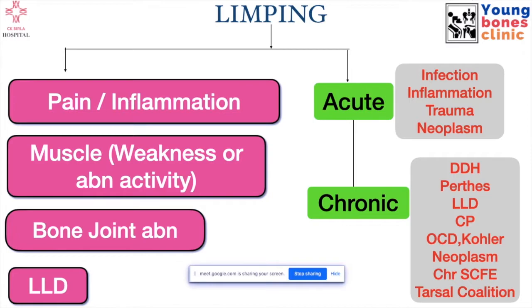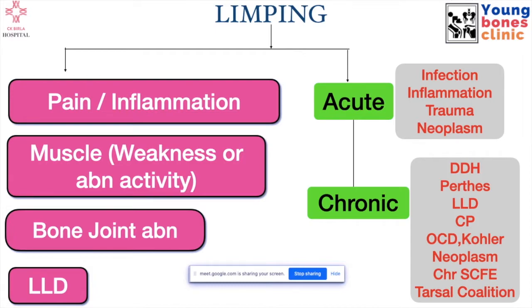So to classify limping, to understand the causes of limp, we classify them in terms of being an acute limp or a chronic limp. Limping can be caused by any reason causing a lot of pain, inflammation, or any muscular disorder causing weakness or abnormal activity. That means either it's a weak muscle or it's an abnormally spastic muscle. Any bone and joint problem, of course, may cause limp, and leg length discrepancy. If one leg is shorter or longer, they can have a limp.